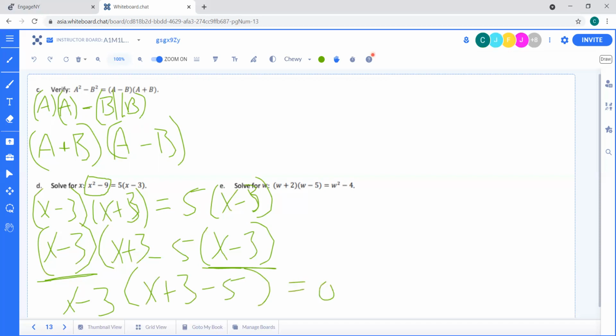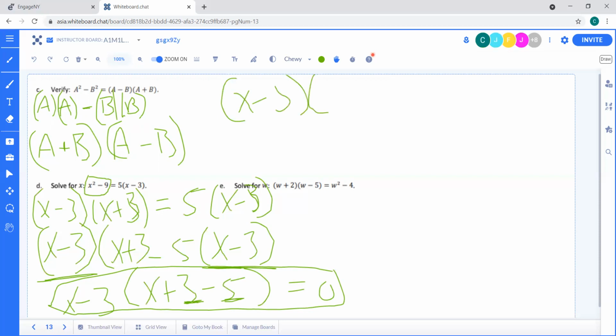Let's move. Okay, I'm going to rewrite this. I'm going to do the next step and combine these like terms, but I'm going to do it up here. Okay, x minus 3 times x minus 2. So x equals 3, x equals 2.